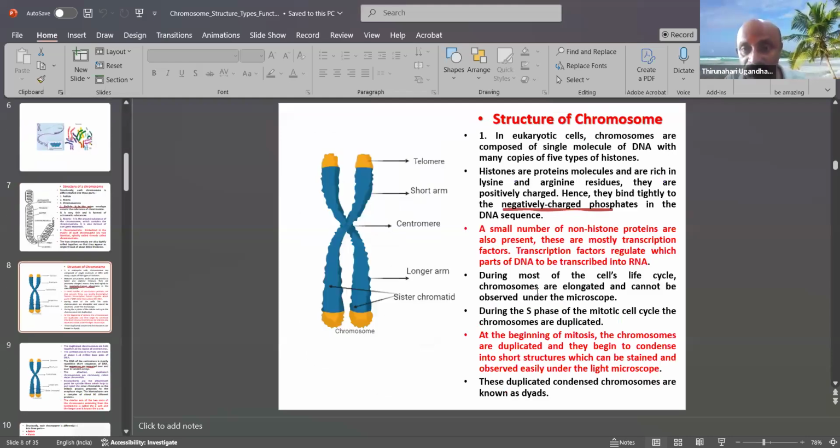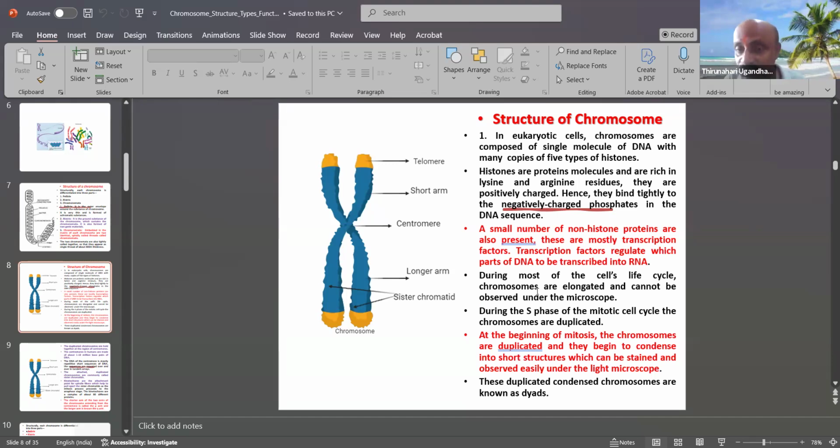That is important. In eukaryotic cells, the chromosomes are composed of a single DNA molecule with many copies of the 5 types of histones. These 5 types of histones are important components of the chromosomes. The histones are protein molecules rich in lysine and arginine residues, so they are positively charged. Hence, they bind tightly to the negatively charged phosphates in the DNA sequences.